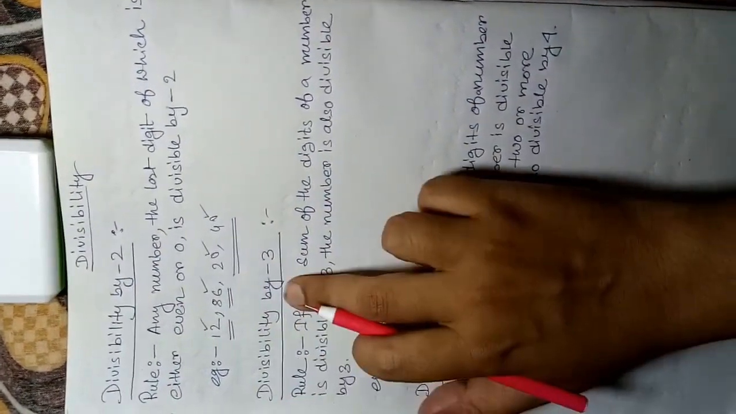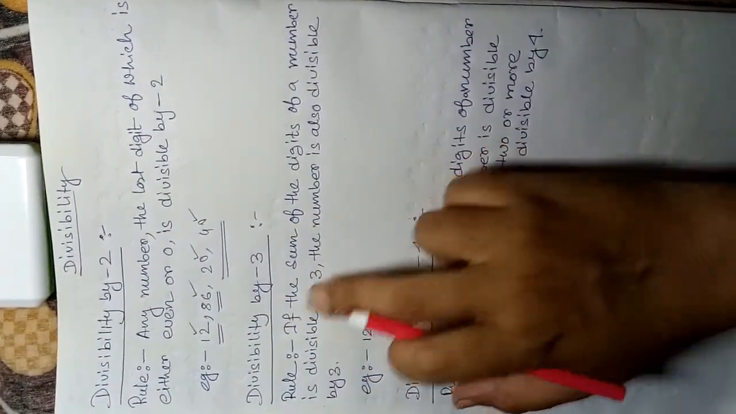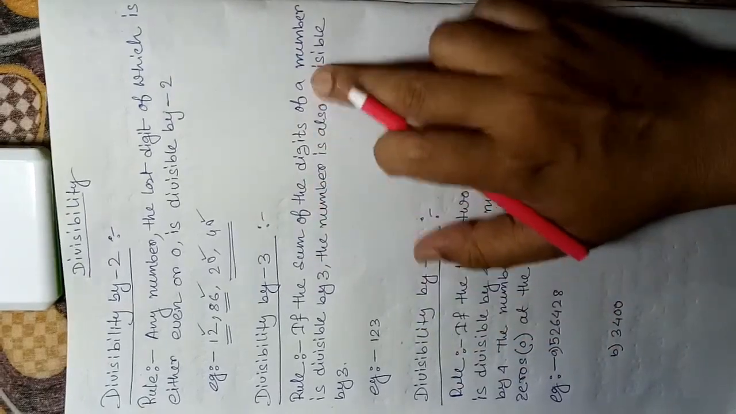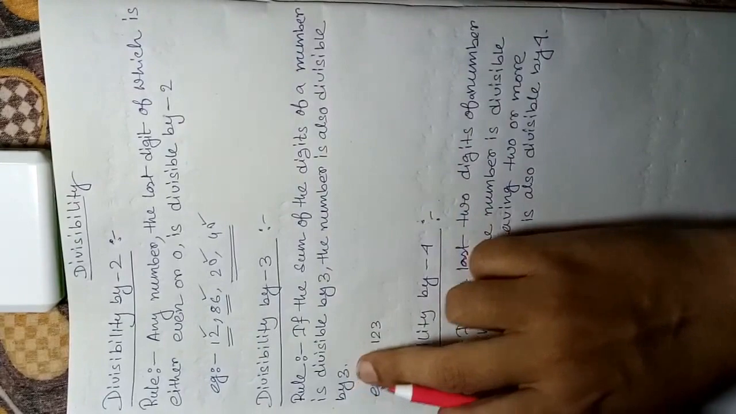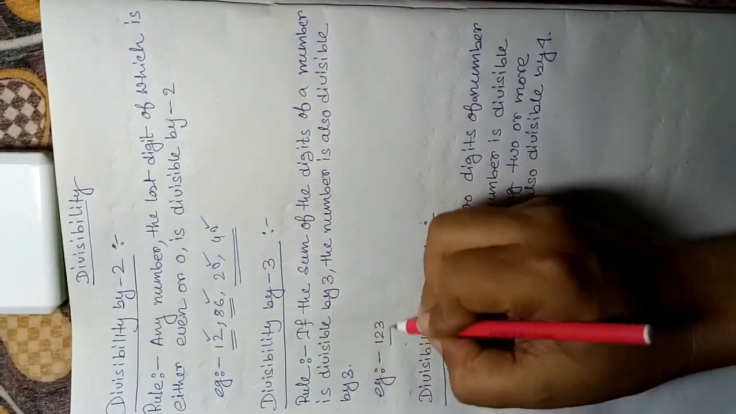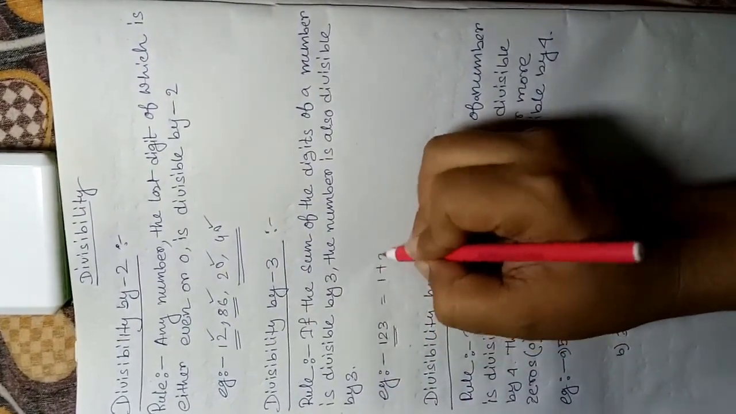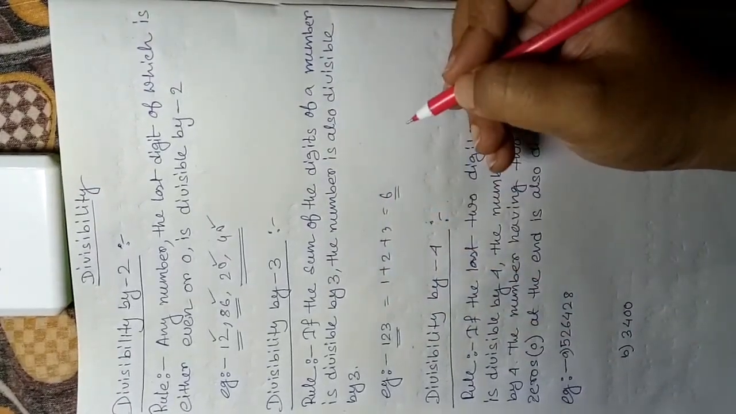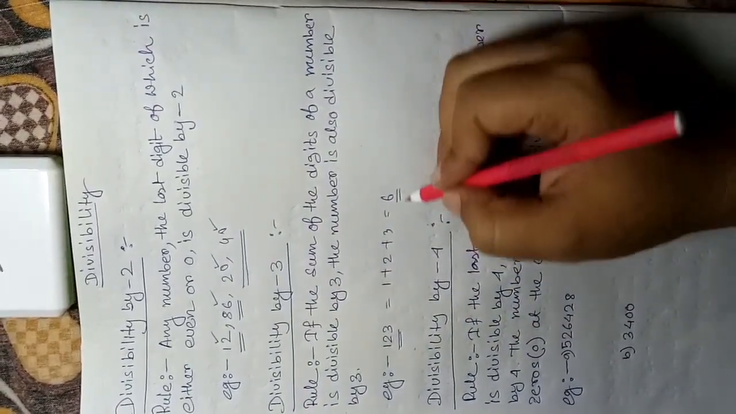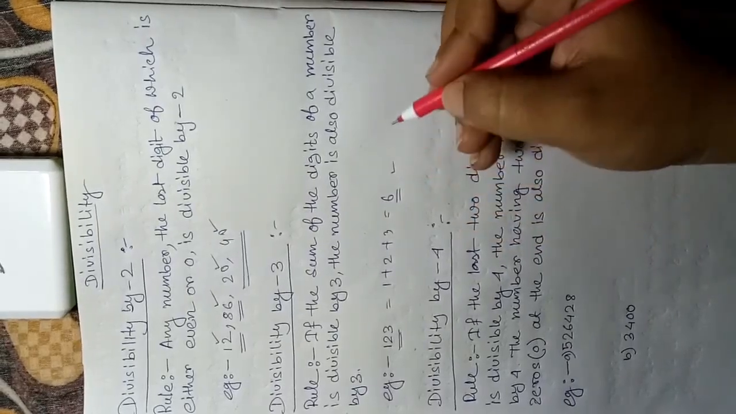Now the divisibility by 3. If the sum of the digits of a number is divisible by 3, then the number is also divisible by 3. Like 1, 2, 3. The summation is 1 plus 2 plus 3, that is 6. 6 is divisible by 3, so the number is divisible by 3.